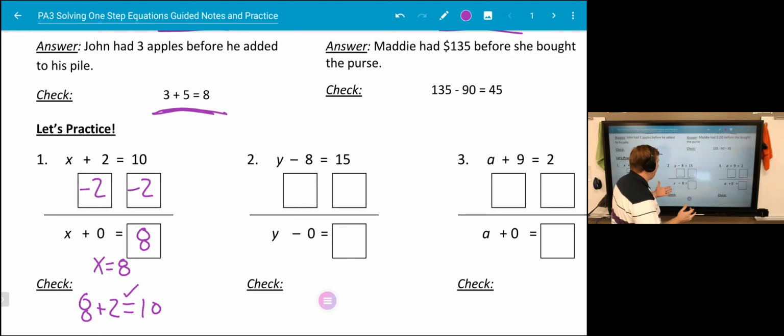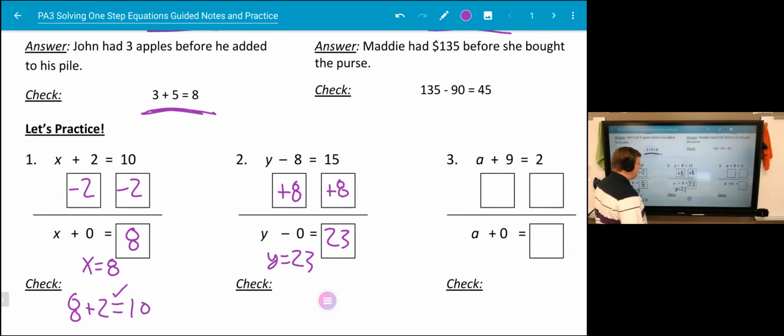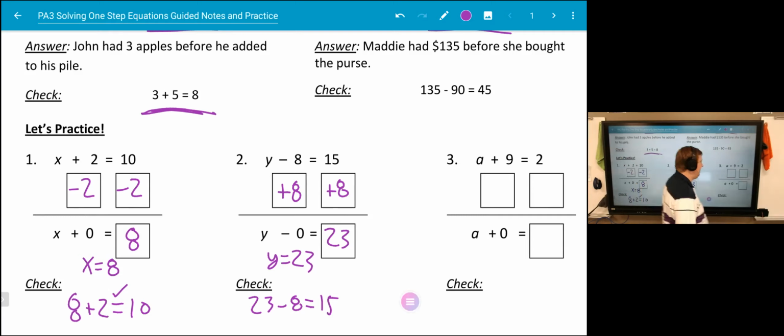Y minus 8 equals 15. We're trying to get the y by itself. I'm subtracting 8, and the inverse operation of subtraction is addition. Add 8 to both sides. Negative 8 plus 8 is 0, and 15 plus 8 is 23. So y is 23. Does this work out? If I plug in 23 for y, does 23 minus 8 equal 15? Yes, it does.